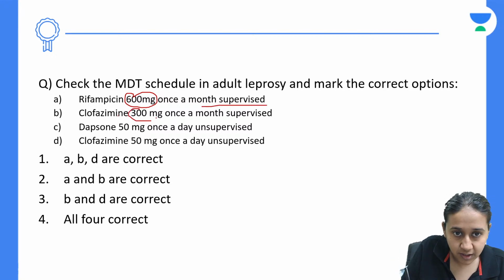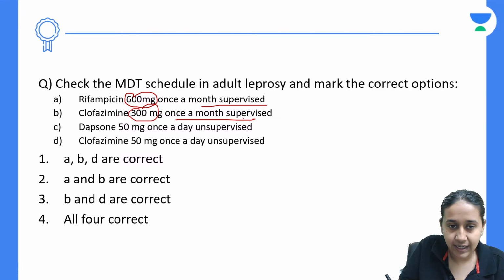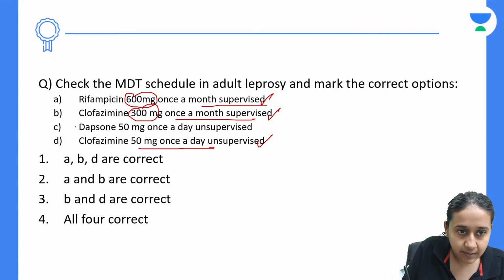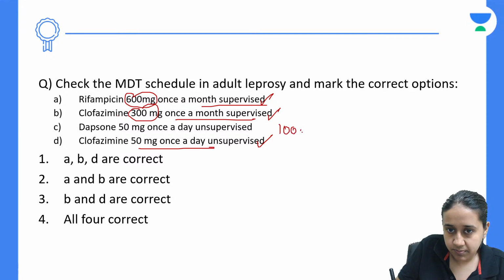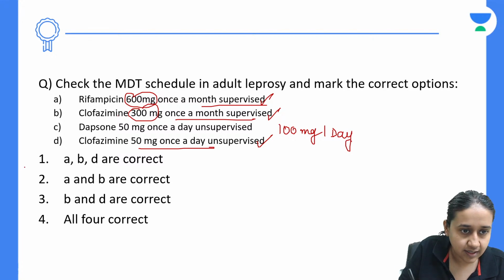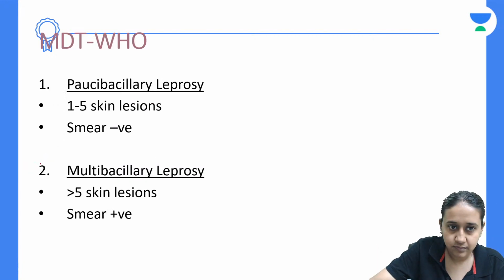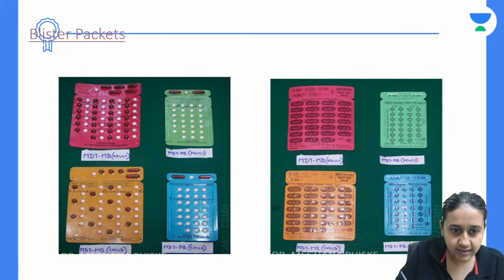For giving clofazimine, you give it once in a month, but you also add once a day of clofazimine. So number 1, number 2 and number 4 is correct. But Dapsone dose is 100 mg per day. So the correct answer is A, B and D, not C. So that is the MDT schedule.